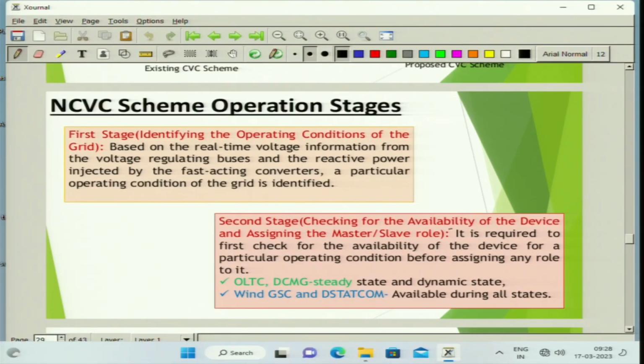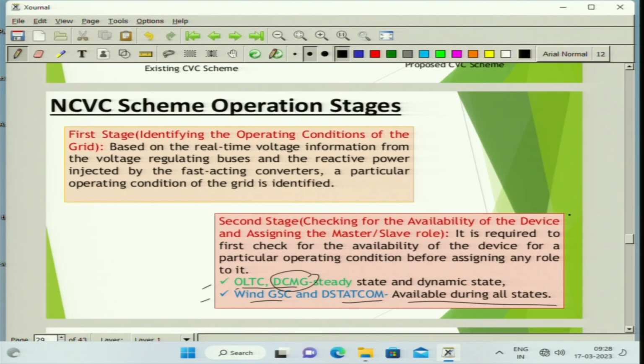The second stage is checking the availability of the device and assigning the master or slave role. It is required to first check the availability of the device for a particular operating condition before assigning any role to it. OLTC and DC microgrid are present during steady state and dynamic state, because the DC microgrid will be disconnected during a fault and OLTC cannot act because it is designed to operate between 0.9 and 1.1. Whereas the wind grid side converter and D-STATCOM are available during all states. So it is natural to consider them master throughout all the states, but we do not want to do that because we want to improve the reactive power reserve.